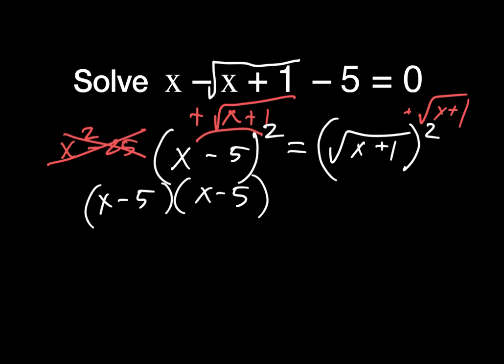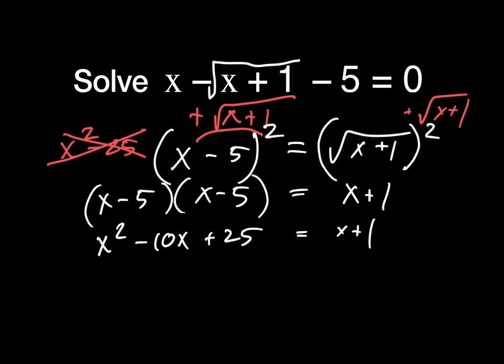Squaring, slow yourself down in your thinking, and remember, squaring means times itself. On the right-hand side, the square and the square root are inverse operations. And again, because the whole thing was being square rooted, when I square the whole thing, they, for lack of a better phrase, cancel each other out, even though that's not really what's happening. But I have x plus 1 on the right. On the left, I'll have x squared minus 10x plus 25. I did FOIL and I simplified. This equals x plus 1.